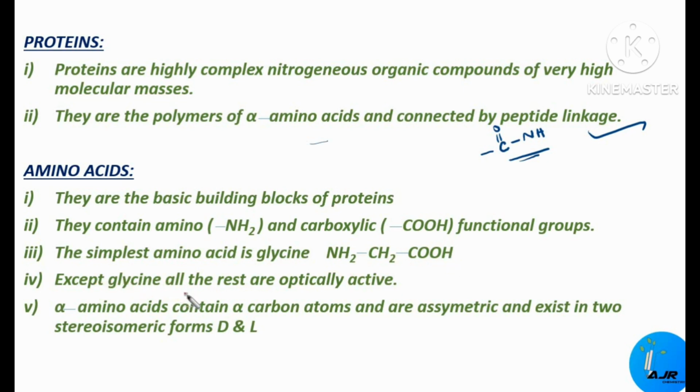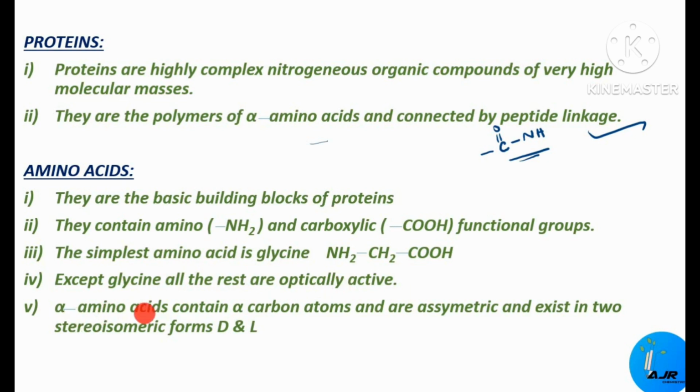Except glycine, all the rest are optically active. What do you mean by optically active? When do we call a compound as optically active? We call a compound optically active when it rotates the plane of polarized light. If the compound has the capacity to rotate the plane of polarized light, then we call that optically active. So except glycine, all the other amino acids are optically active.